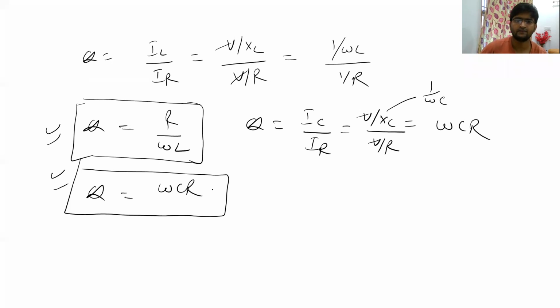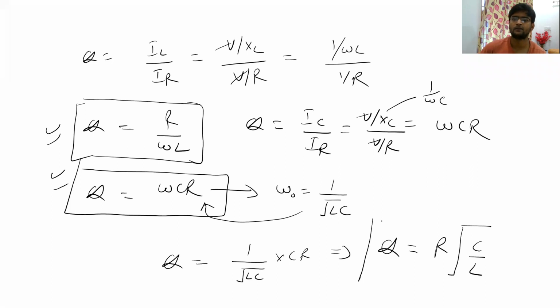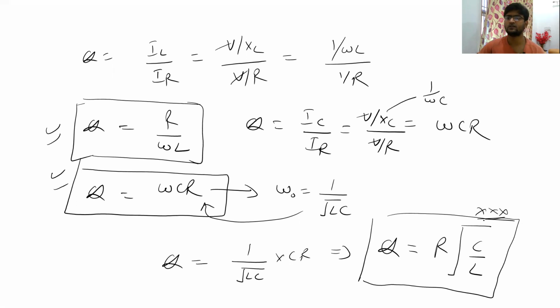Now again, let us either I can take this or this, anyone will give the same result. Let us put the value of omega naught as 1 upon under root LC for case 1 circuit. Remember our resonant frequency came out to be 1 upon under root LC. So let us put this here. So what we will get is Q is equal to 1 upon under root LC into CR. So from here we will get as Q is equal to R under root C upon L. So this is the exact reciprocal of the series resonance case, right?